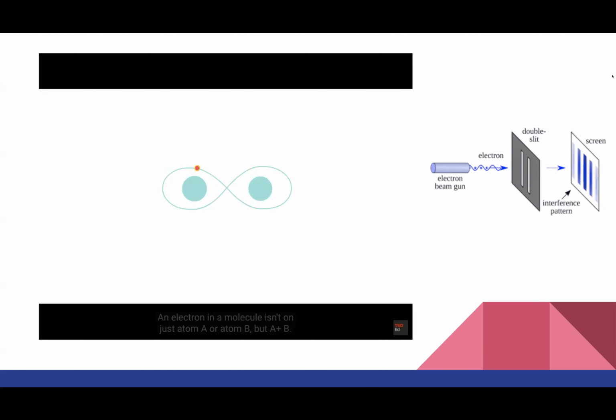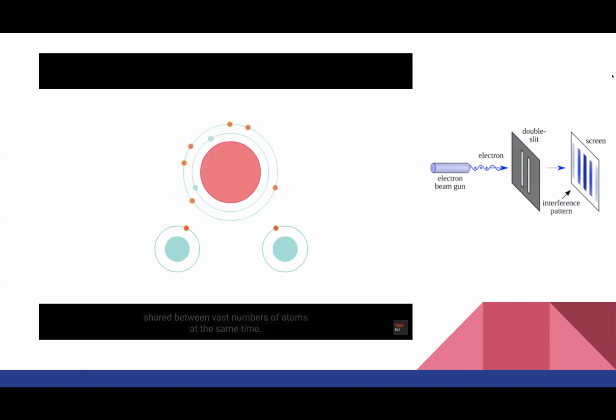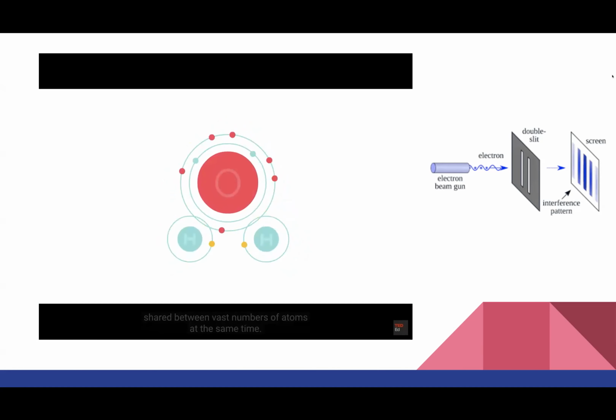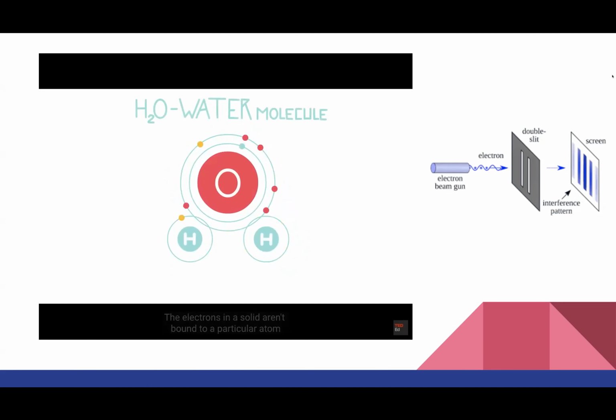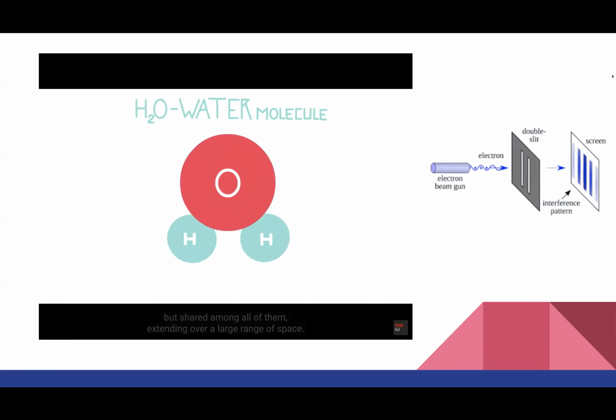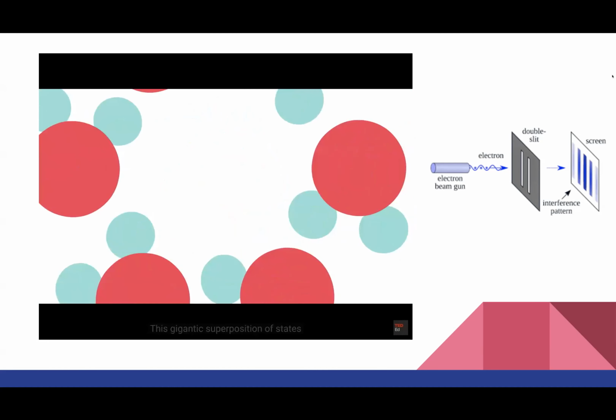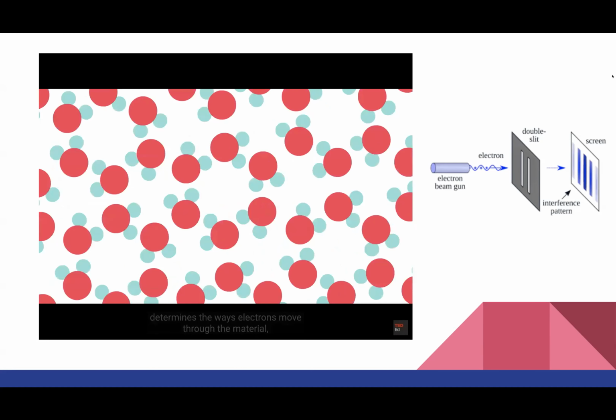An electron in a molecule isn't on just atom A or atom B, but A plus B. As you add more atoms, the electrons spread out more, shared between vast numbers of atoms at the same time. The electrons in a solid aren't bound to a particular atom, but shared among all of them, extending over a large range of space. This gigantic superposition of states determines the ways electrons move through the material, whether it's a conductor or an insulator or a semiconductor.